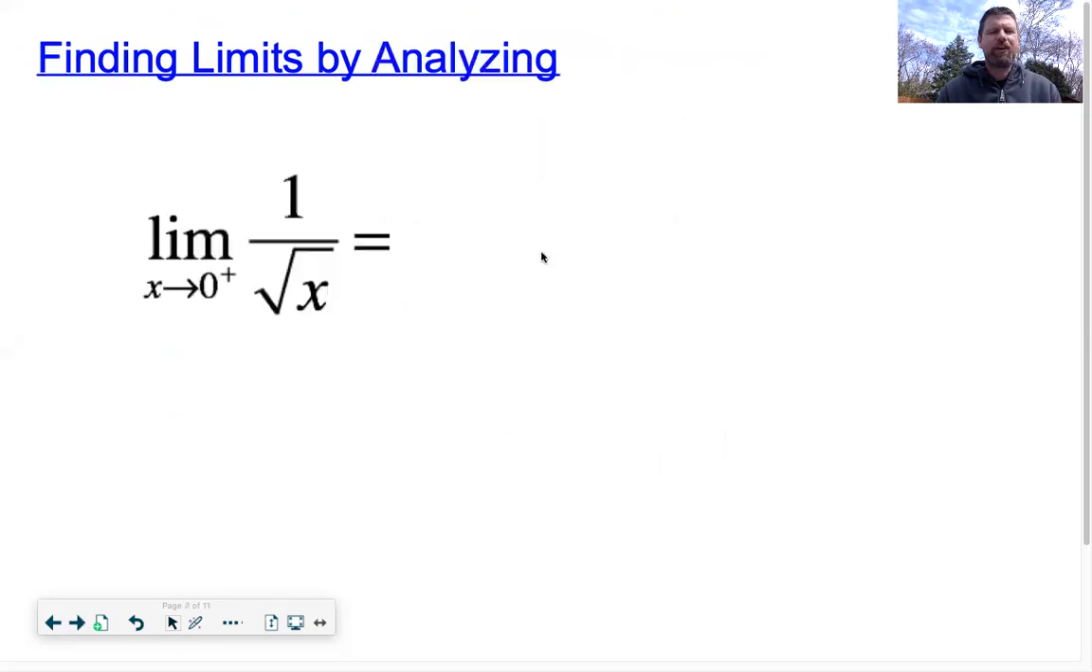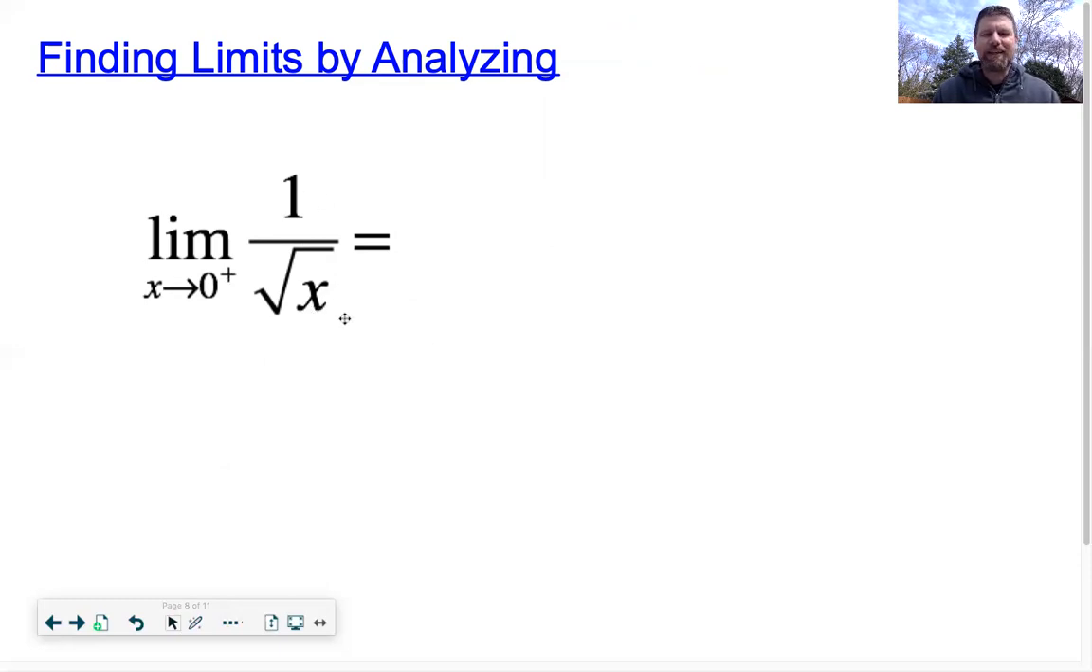Moving on, very last section, finding limits by analyzing. Analyzing is just a fancy way of saying thinking. Find the limits by thinking your way through it. This one is asking for the limit as x approaches 0 from the right-hand side. Well, if x is approaching 0, it's getting smaller and smaller and smaller. I can't just plug in a 0 because square root of 0 is 0. And again, I can't divide by 0 and expect an answer.